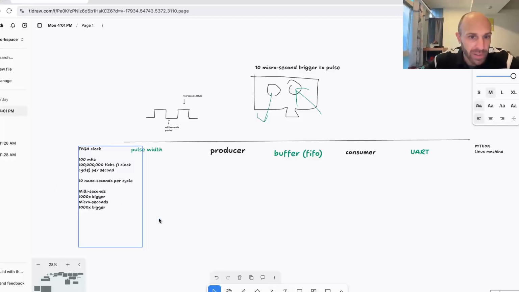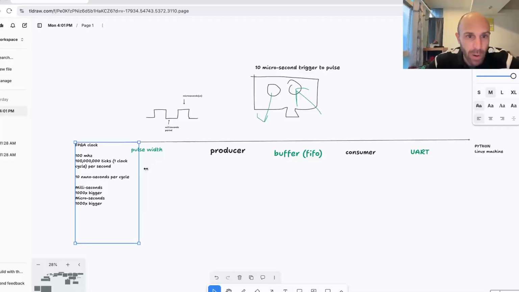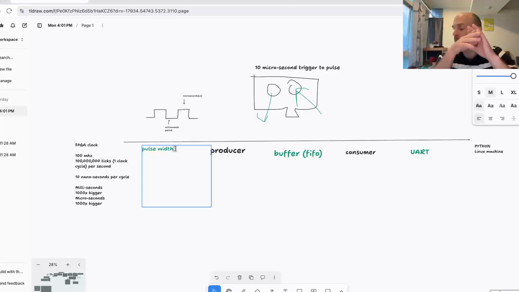All right. So now we're going to talk about the pulse width. The pulse width is the amount of clock cycles. So if the width is wide, you have more clock cycles. If it's narrow, you have fewer clock cycles. And we find that out on the oscilloscope when we plug this into the oscilloscope.